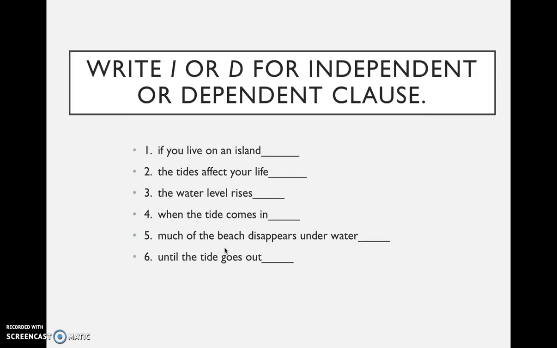So for each of these, is it independent or dependent? Follow along with me. If you live on an island, dependent. The tides affect your life. Tides, affect is the verb. Independent. The water level rises. Level is the subject. Rises is the verb. Independent. When the tide comes in, dependent. Much of the beach disappears underwater. Independent. Until the tide goes out, dependent.